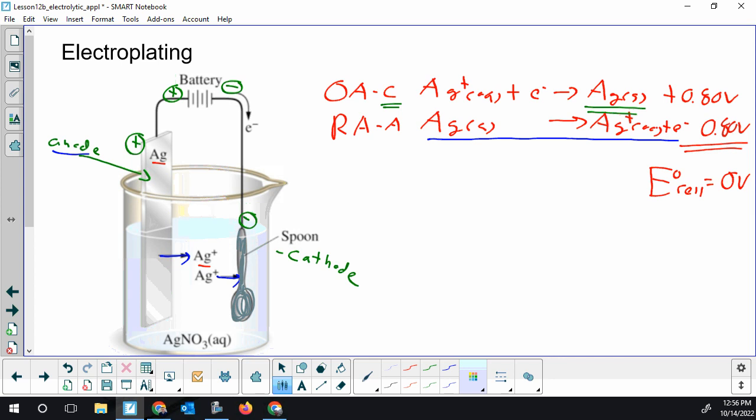So you just need a slightly positive voltage. Over time, you will run out of the silver electrode and you'll have to replace it.